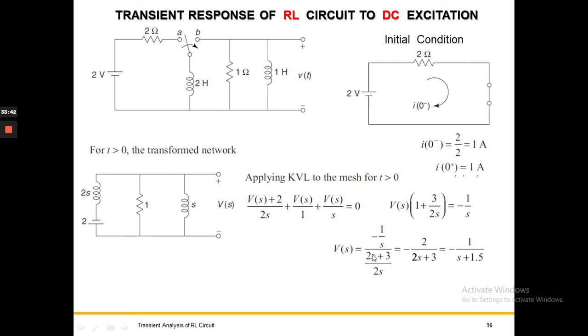Simplify it to get an expression for V of S. After algebraic manipulation, it is 1 by S plus A form, minus 1 by S plus 1.5. Now you take the inverse Laplace transform to get the expression for V of t. You are asked to find the output voltage of this network. The inverse Laplace transform is e raised to minus 1 by 1.5 t. This is an exponential decrease but negative, so the waveform will be like this. The minus is due to the minus sign.